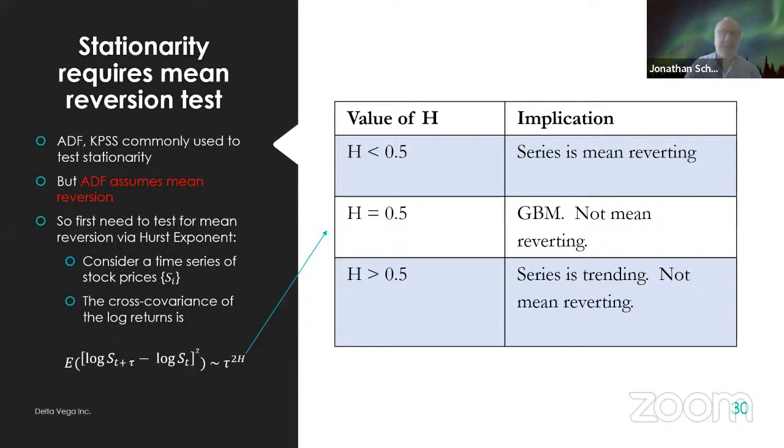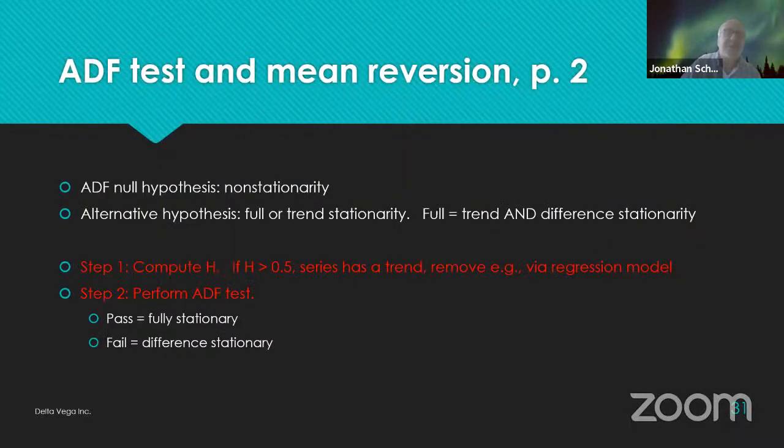In the case of geometric Brownian motion, we know that that's not a mean reverting process, it's stochastic. But on the other two possibilities, you can say something. If h is less than a half, then the series is mean reverting. If it's greater than a half, then it's not mean reverting and there's a trend in it. So that could be like a level, increasing over time, which is a problem and will make it non-stationary.